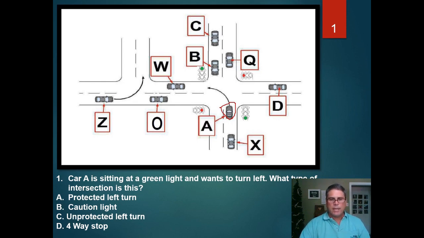He is sitting at the green light and wants to make a left turn. What type of intersection is this? Is it a protected? No. Is it a caution light? No, because it's a green light. Can I just go at any time I want? No. You've got these cars that are going straight. So it is an unprotected left turn. There's the answer, unprotected left turn.